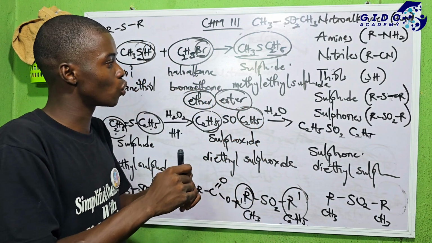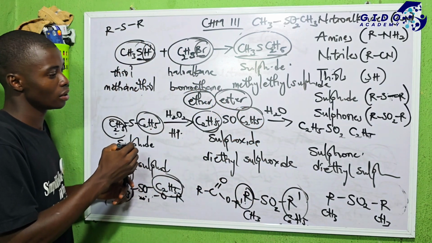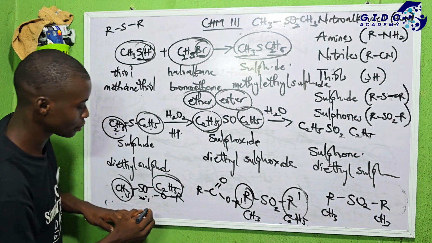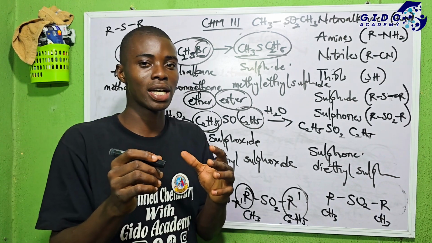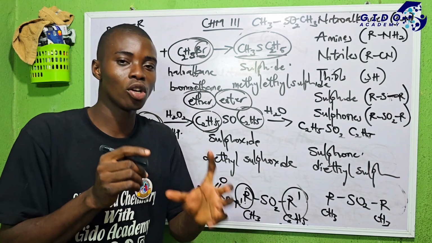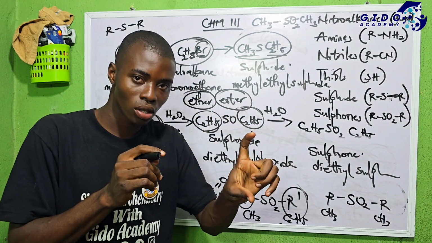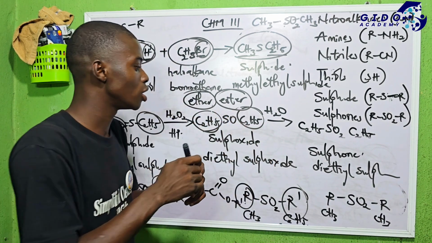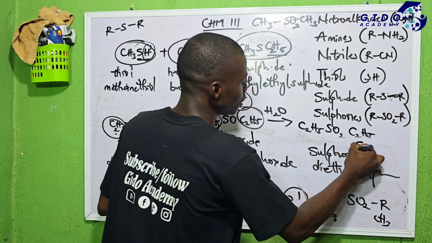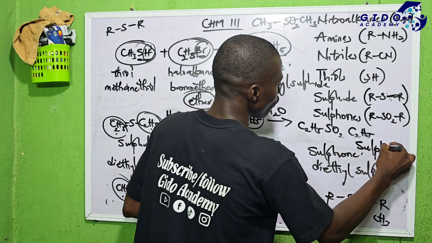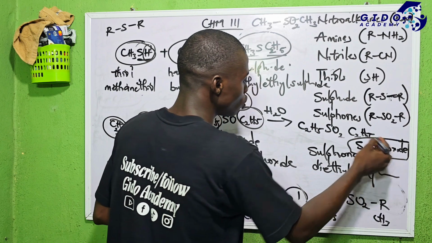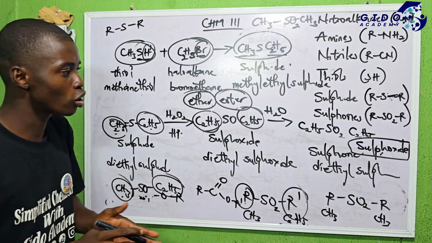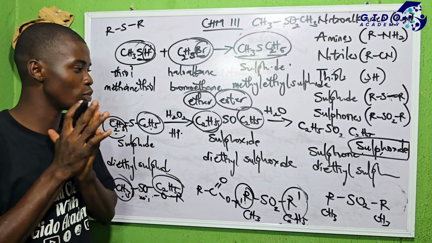I have a question real quick. I want everybody to think fast. You are going to get this answer. The reduction of sulfoxide will produce dash. So when sulfoxide is being reduced, what will be the product? What will be our product?